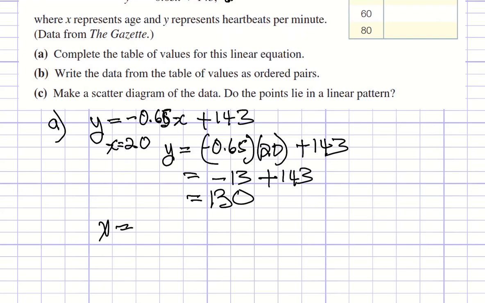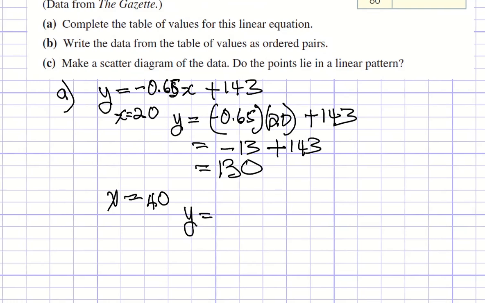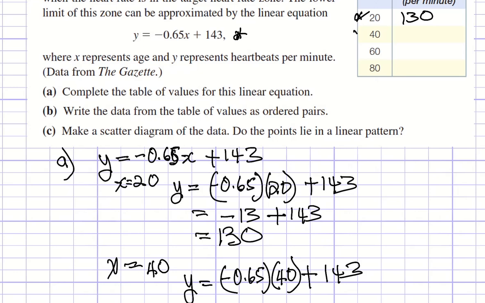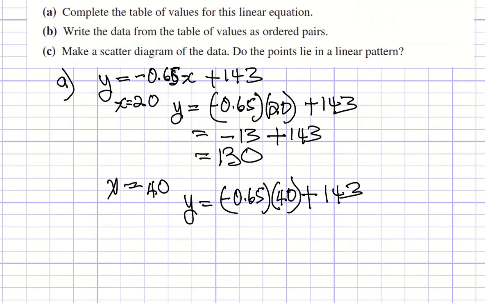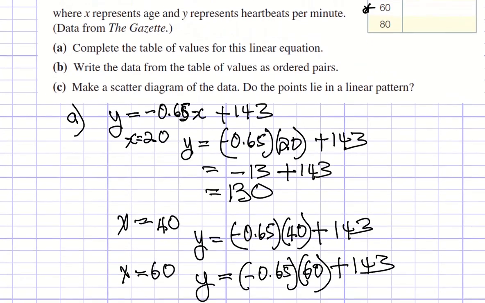When x is equal to 40, what does that mean? You say y equals minus 0.65 times 40 plus 143. Let me do all of them. When x is equal to 60, you get y equals minus 0.65 times 60, plus 143. That's what they want you to do. The same thing when it's 80.